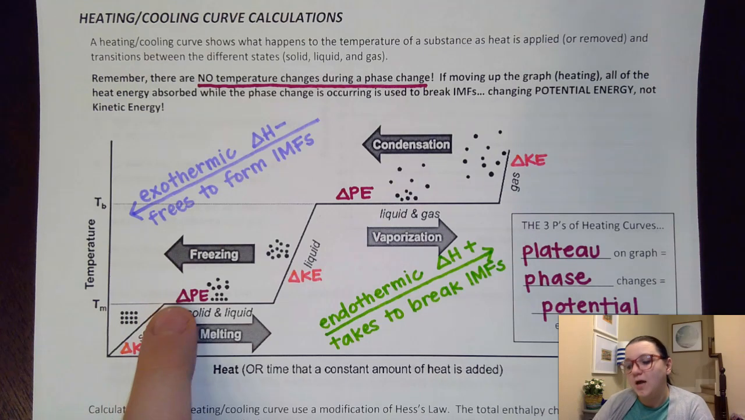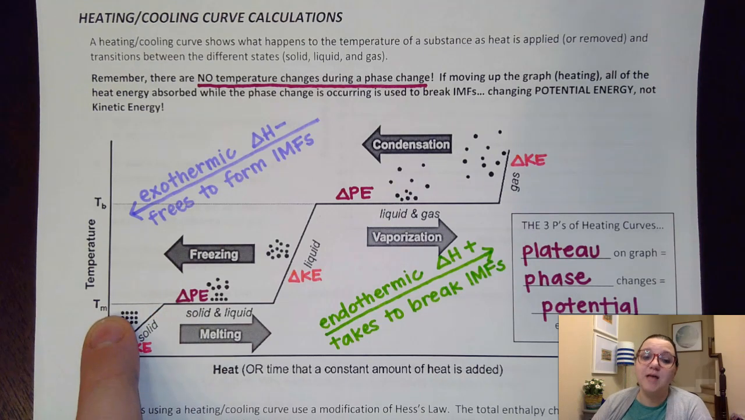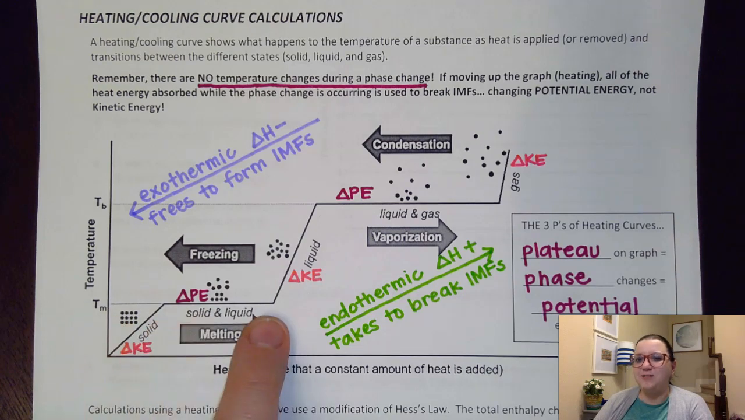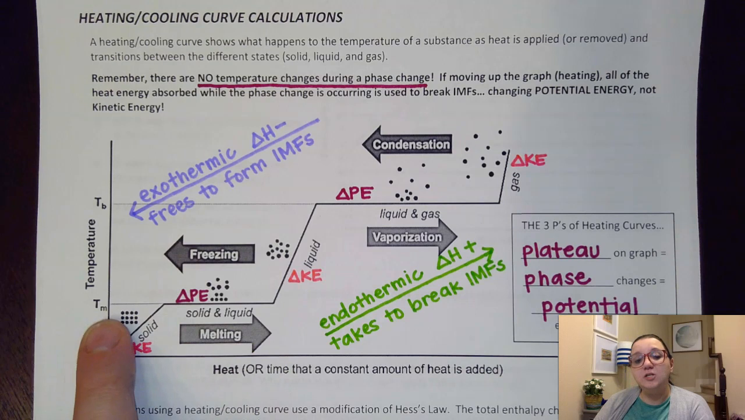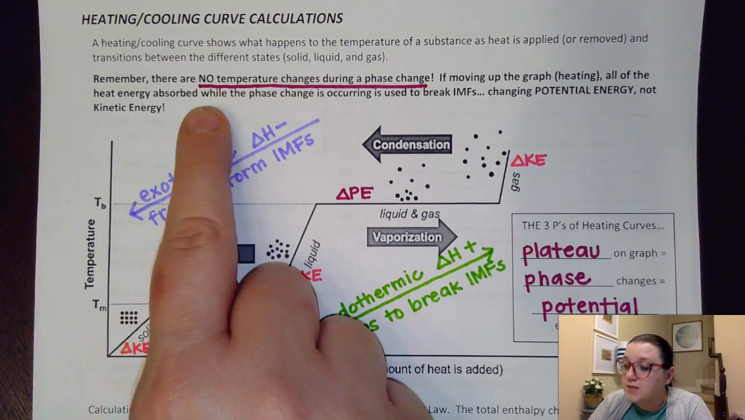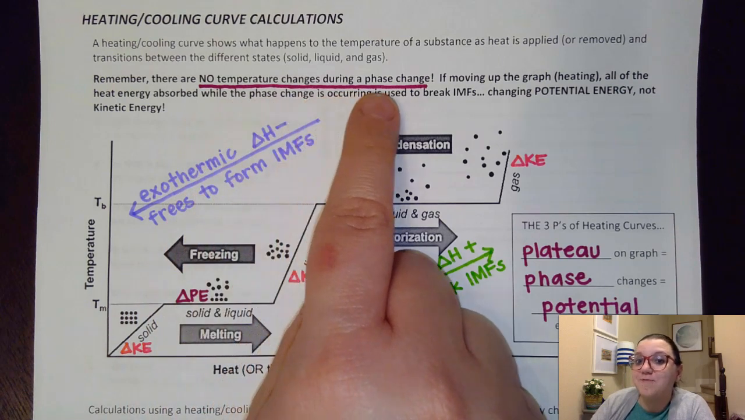However, at some point, I reach my melting point temperature. And when I reach that point, I'm ready to transition over to a liquid. But to do that, I need to weaken intermolecular forces. I don't totally break them here yet, but I definitely weaken them. And so to do that, you notice that I'm still applying heat, but I don't see any changes in temperature. There are no temperature changes during a phase change.